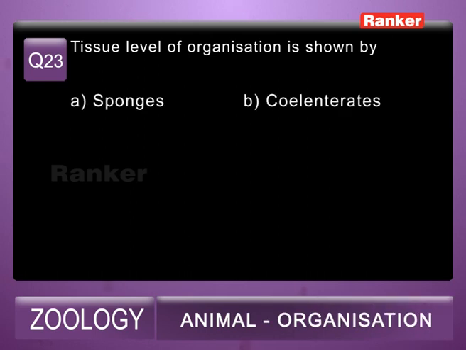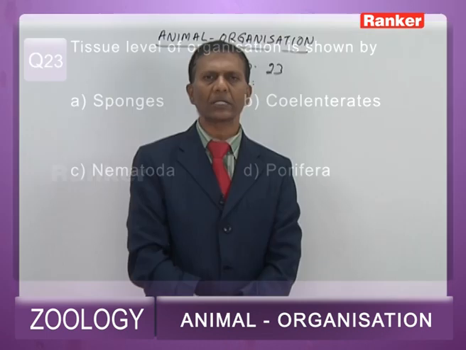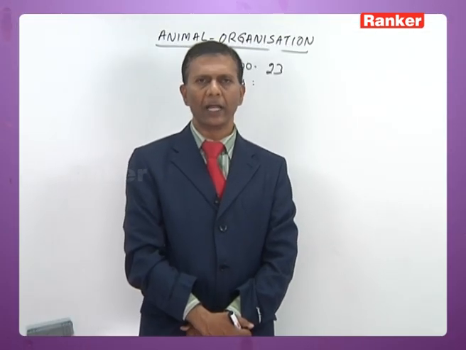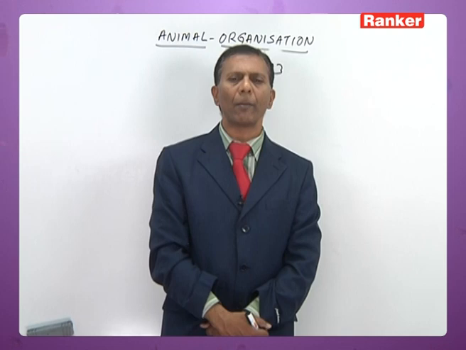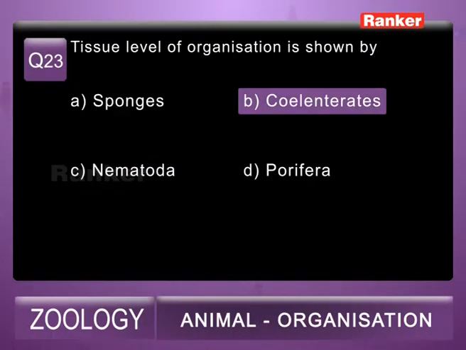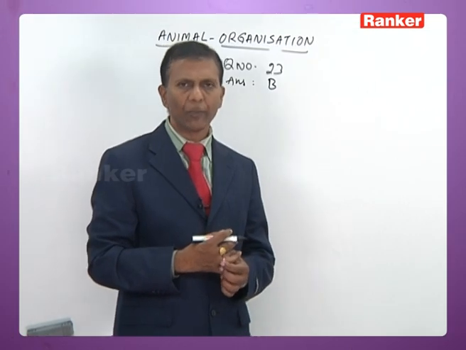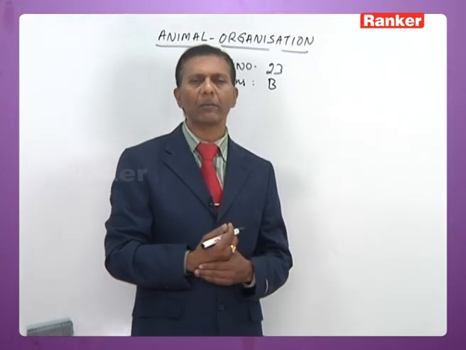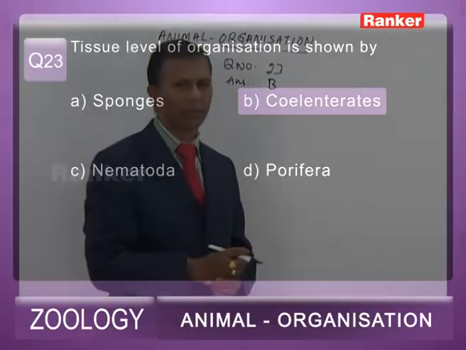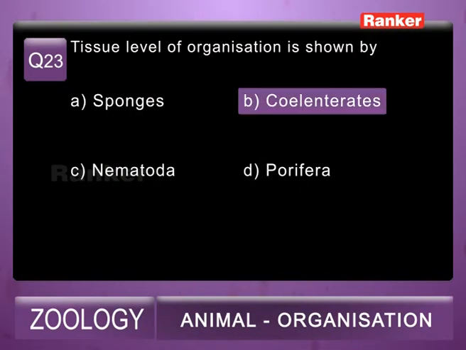Now 23rd question. Tissue level of organization is shown by A, Sponges, B, Coelenterates, C, Nematoda, D, Porifera. Now tissue grade of organization is noticed in Coelenterata or Cnidaria and Ctenophora. So among these options, the correct answer is B, Coelenterata. Coelenterates or Cnidarians are diploblastic animals with outer ectoderm or epidermis, inner endoderm or gastrodermis. So 23rd question, correct answer is B.